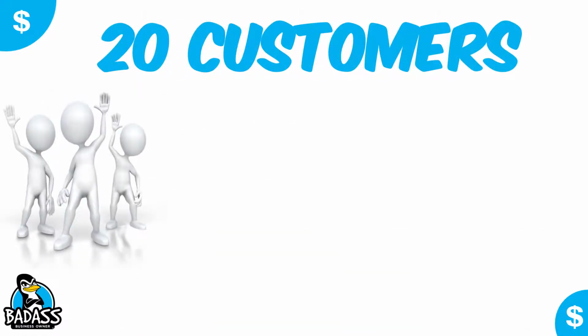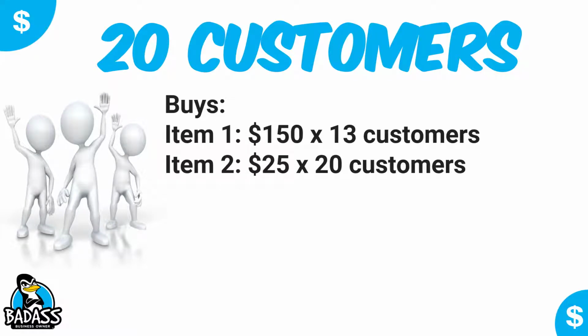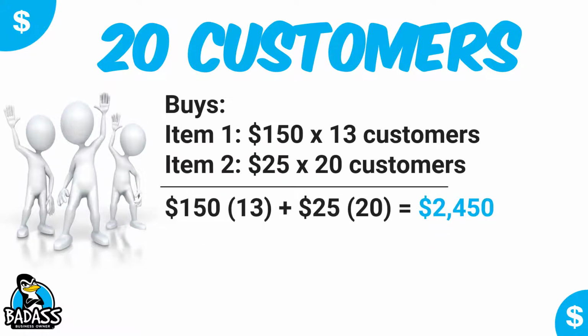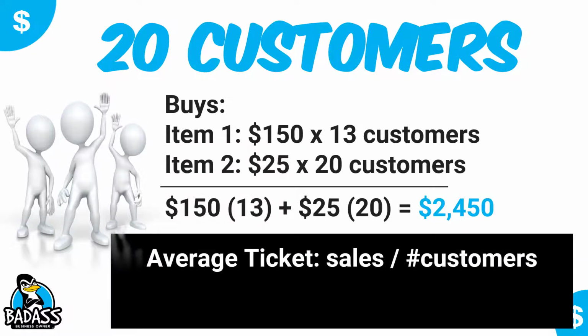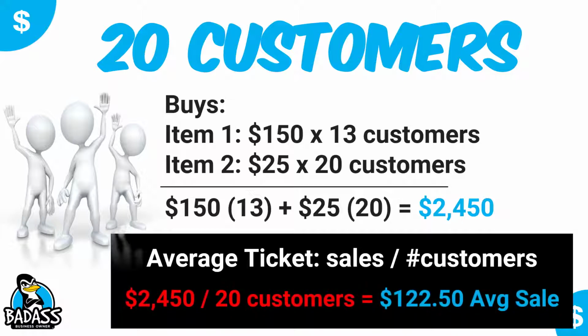But what if you had 20 customers? Well, we just add up everything they bought. So let's say for item 1, you had 13 people buy that. And for item 2, all 20 people bought it, which means we had $150 times 13 customers plus $25 times 20 customers, which meant your total sales were $2,450. Once again, your average ticket is sales divided by customers, so $2,450 divided by the 20 customers. Now your dollar average is $122.50. So before it was $175. Now that we put in all 20 customers, that average ticket is $122.50.